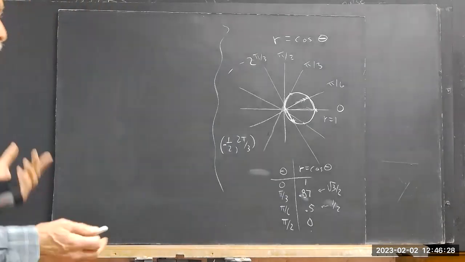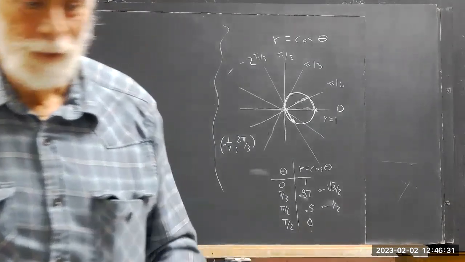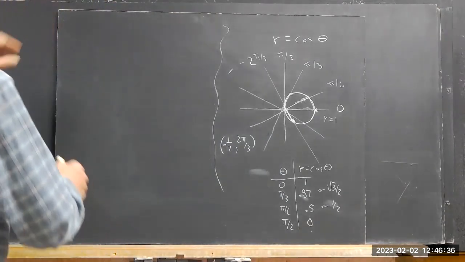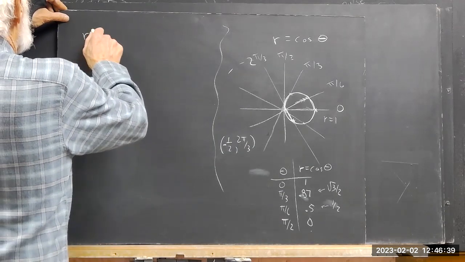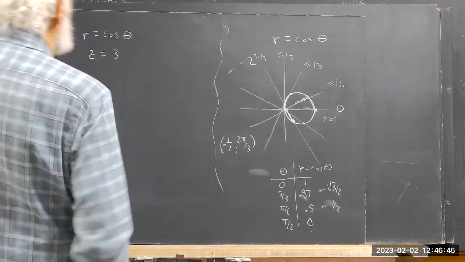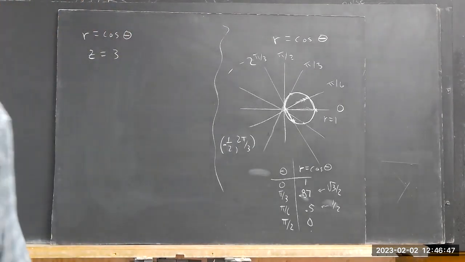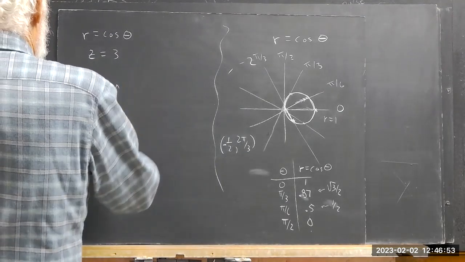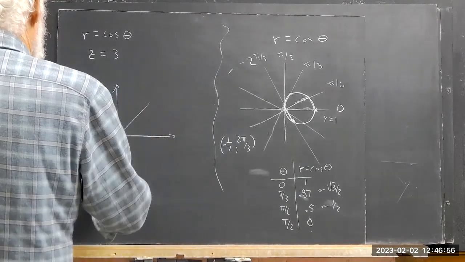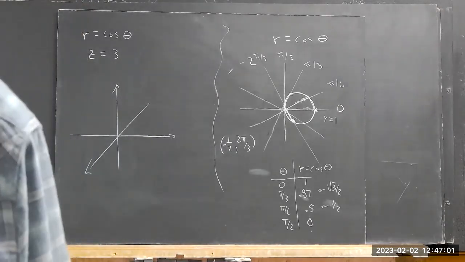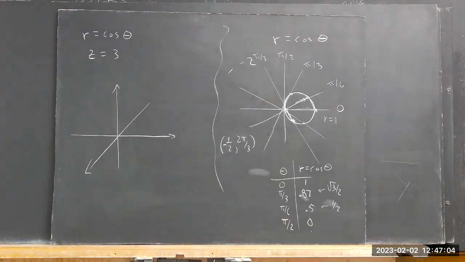Now, where I want to go with this, though, is I don't want to do polar coordinates. I want to go into 3 dimensions. So what I want you to do is draw me r equals cosine theta, z equals 3, in 3 dimensions. I don't expect miracles of 3-dimensional construction, but do your best. Not going to give you too much time on this.